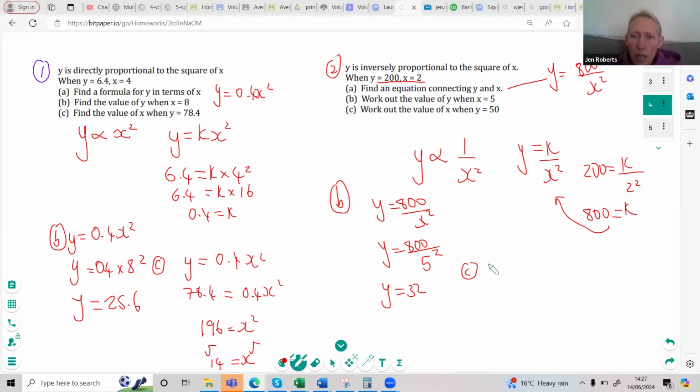Part C, 50 equals 800 over x squared. Times both sides by x squared, so 50x squared equals 800. Divide both sides by 50, so x squared is 16. Square root both sides, x is 4.